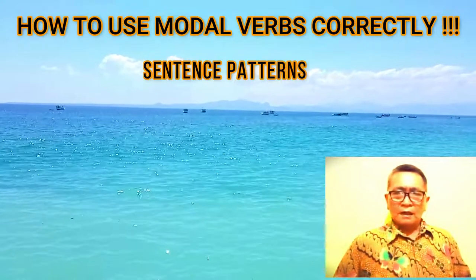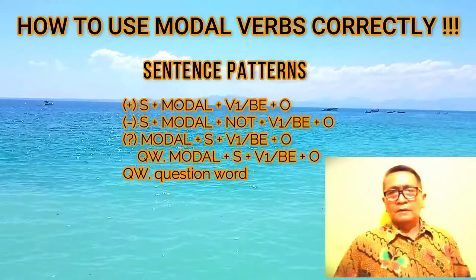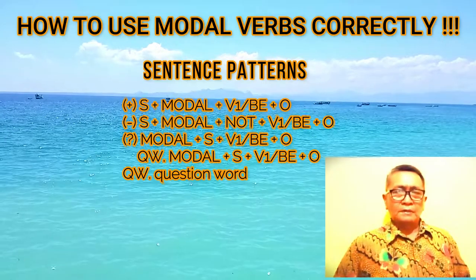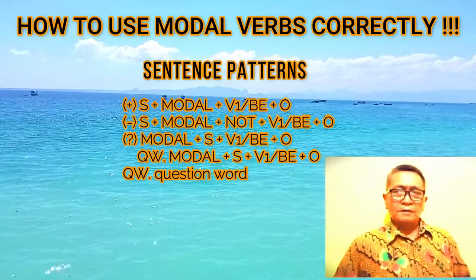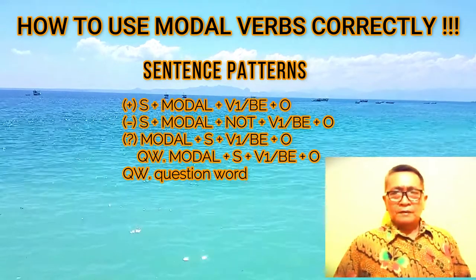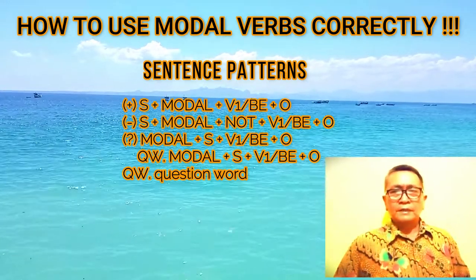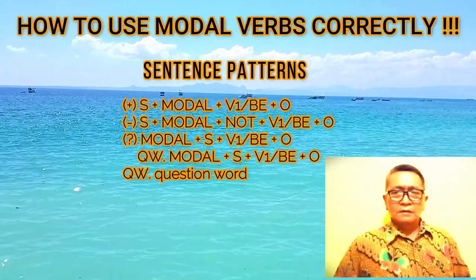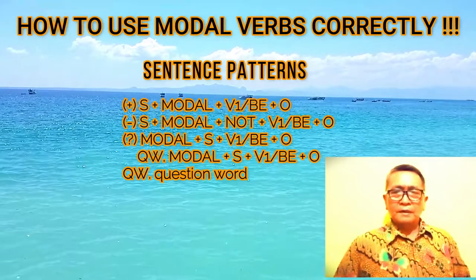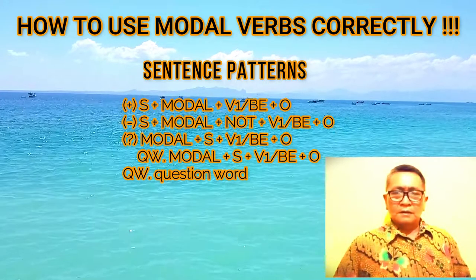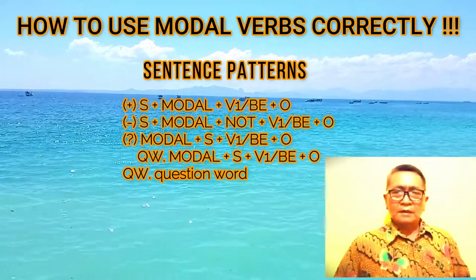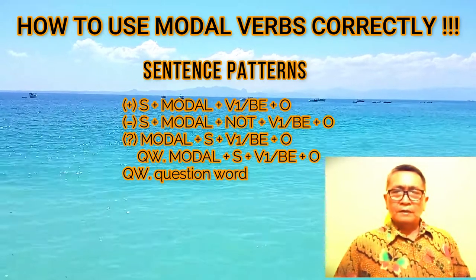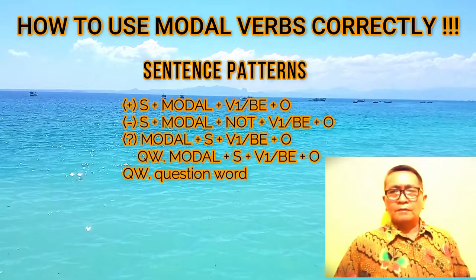Sentence patterns of a modal verb, positive sentence: subject plus modal, followed by verb 1 or infinitive or be. Be here is used when the sentence does not have a verb after modals. Negative form: subject plus modal plus not plus verb 1 or infinitive or be.